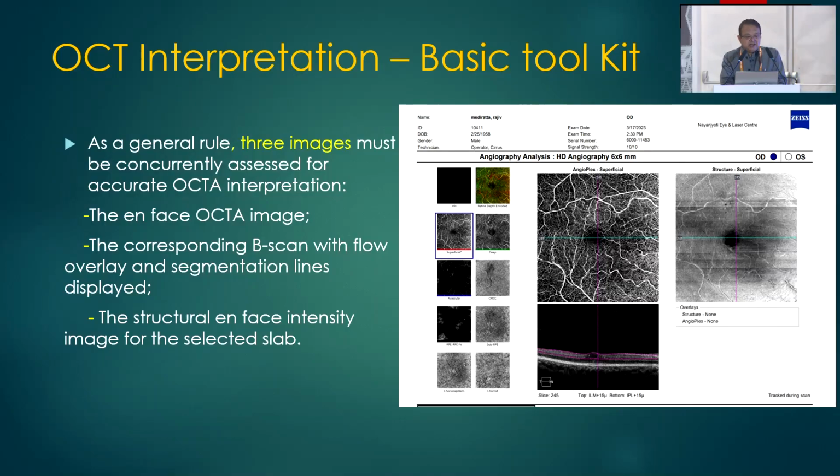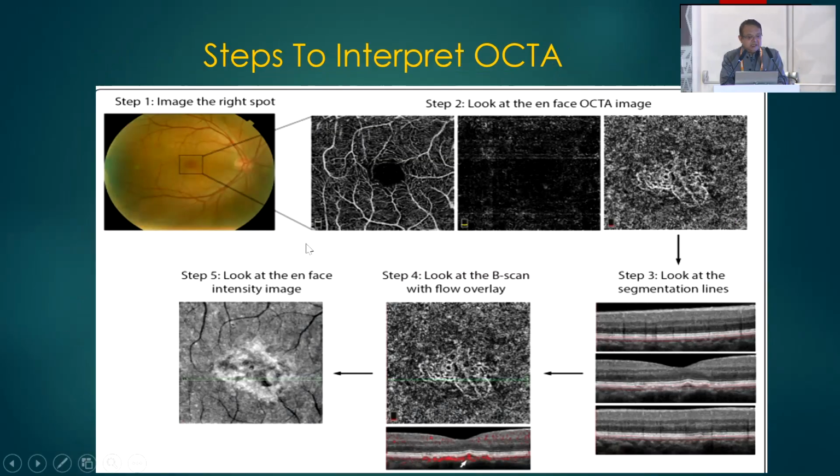Coming to the interpretation of the OCTA images, there are three images here. One is this en face image. This is the structural image, and these are the B-scan images with a flow overlay where you can see the flow in the blood vessels. The area you want to image is first detected, and then you go ahead and look for the OCTA images. Look at the segmentation line. This is very important because, where the lesion is, whether it's in the choroid or in the retina, the segmentation line should be at that plane.